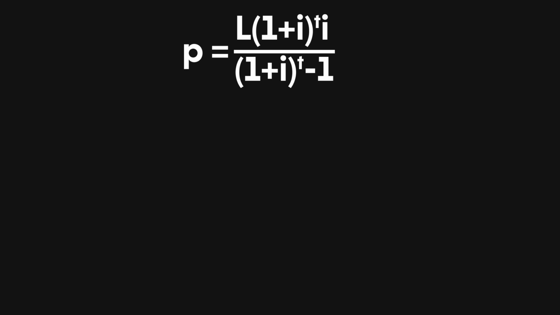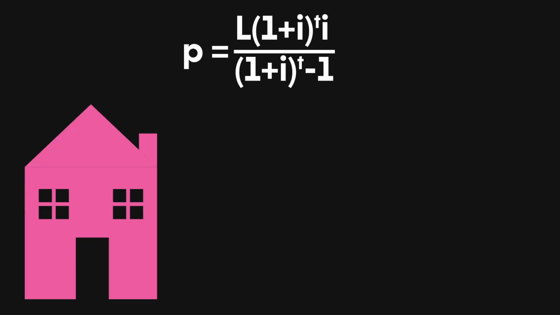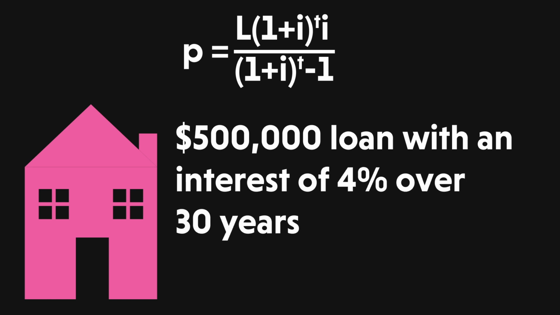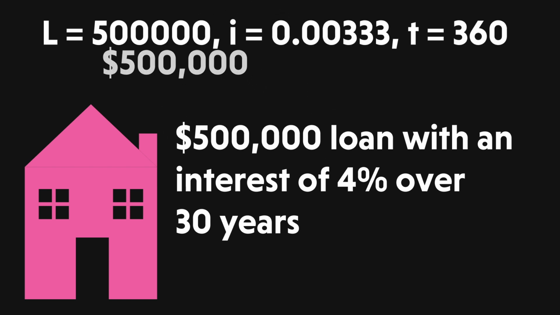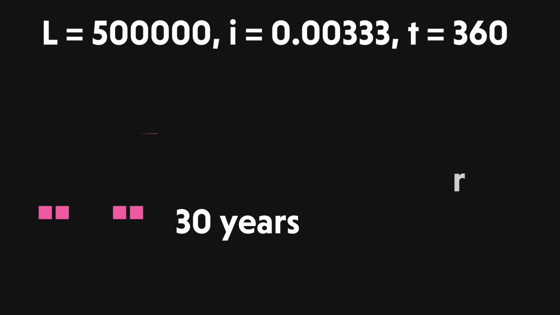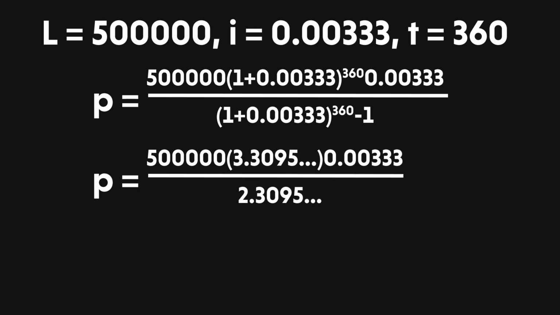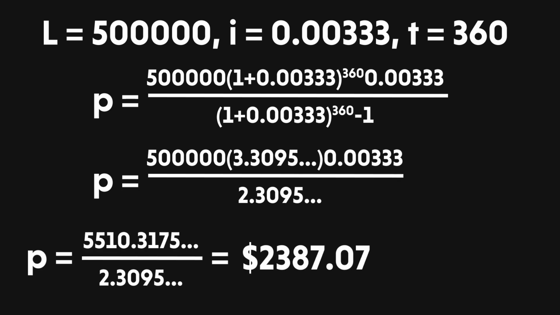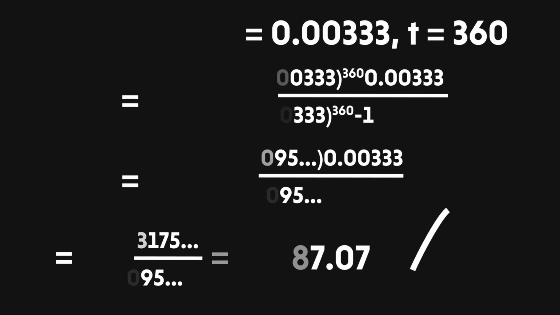Let's check. Back in our first video, we had the example that we take a $500,000 loan with an interest of 4% over 30 years. Therefore, our L would be 500,000, our I would be 0.00333 since the interest will be charged monthly, and our T is 360 months. By solving this equation, we get $2,387.07, which is what our calculators previously gave us.